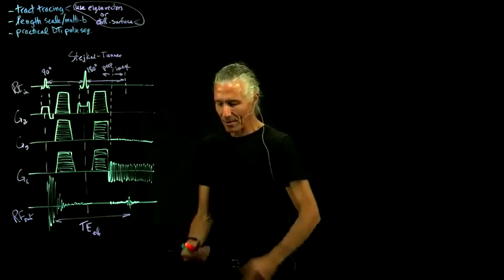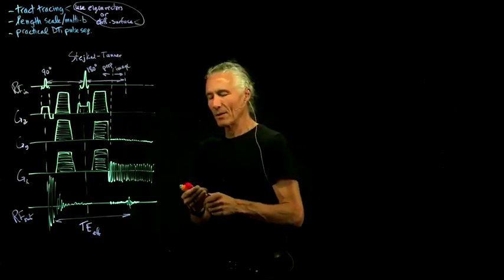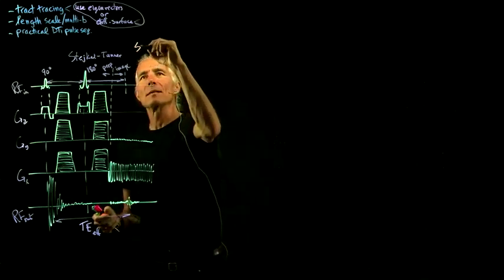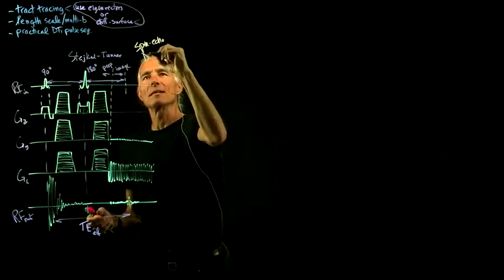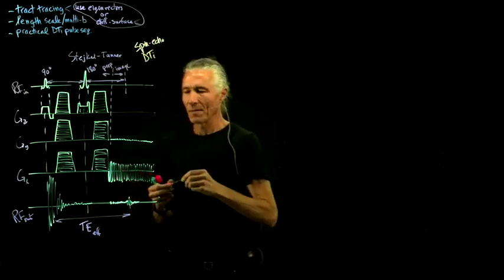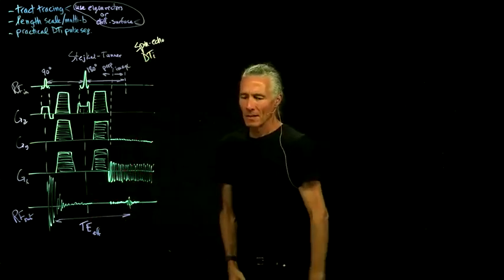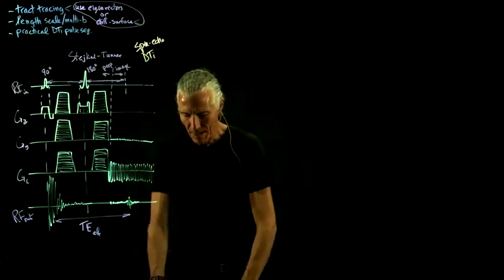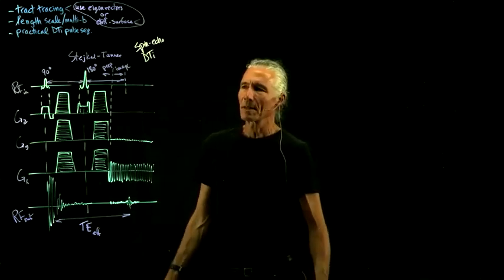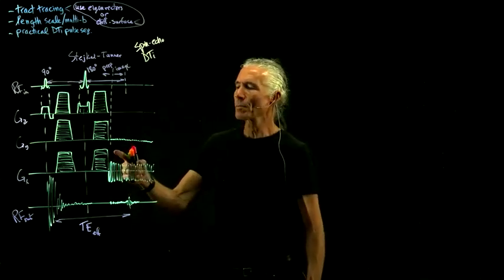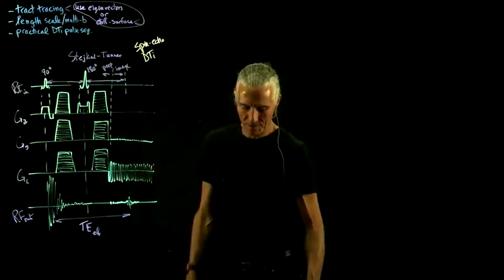So that's a standard spin echo DTI. And so that would take, to do 64 directions, it might take, say, 5 minutes. You typically want to do each direction a couple times.